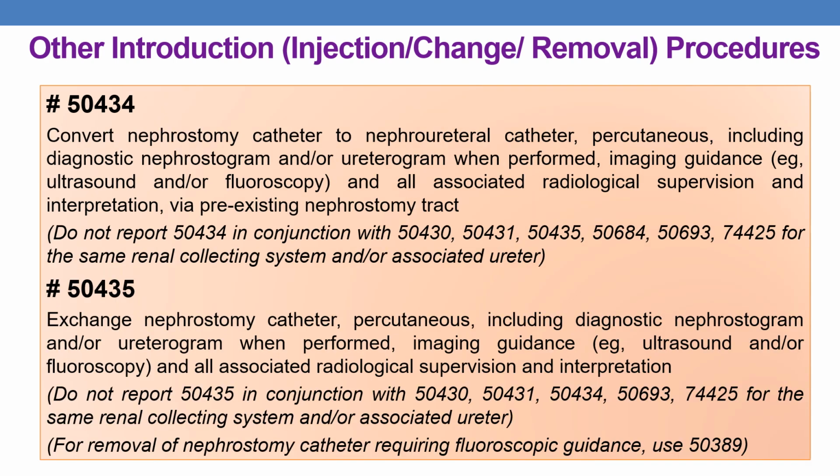The next CPT is 50434. Convert nephrostomy catheter to nephroureteral catheter, percutaneous, including diagnostic nephrostogram and/or ureterogram when performed, image guidance, and all associated radiological supervision and interpretation via pre-existing nephrostomy tract. The next CPT is 50435. Exchange nephrostomy catheter, percutaneous, including diagnostic nephrostogram or ureterogram when performed, image guidance, and all associated radiological supervision and interpretation.